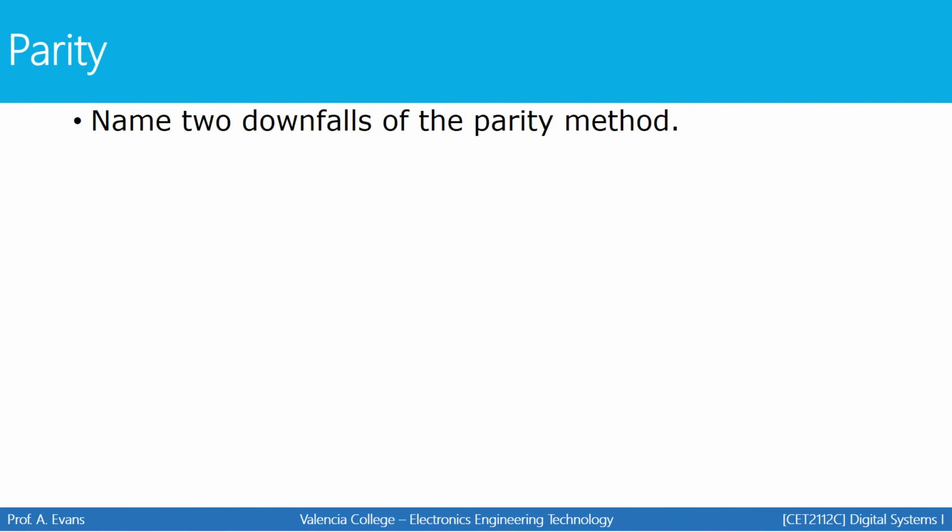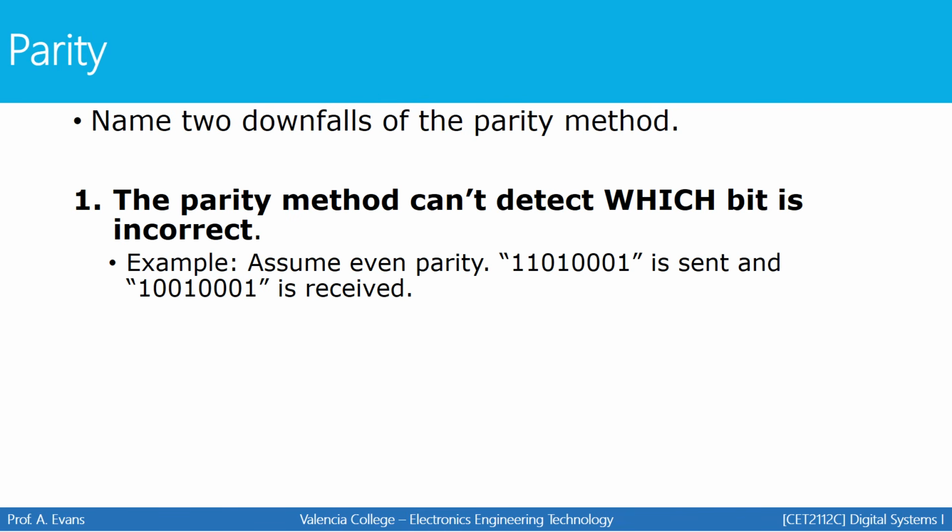So if you think about parity, it's nice and easy, but because it's nice and easy, there are two very big downfalls with the parity method. That's why it's a very introductory way to monitor the integrity of the data being sent between two systems. So there are two downfalls. The first one is the parity method can't tell you which bit is wrong. It just tells you something is wrong, which may not be very helpful if you're trying to diagnose a problem.